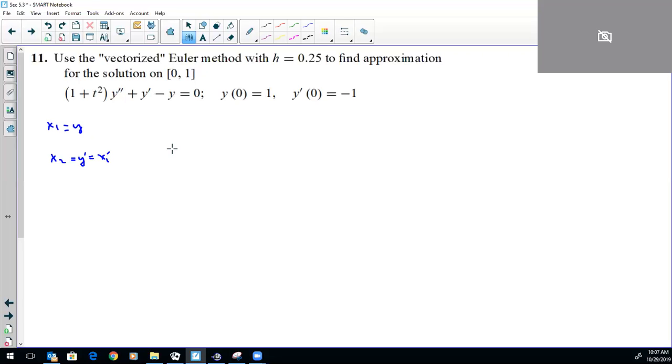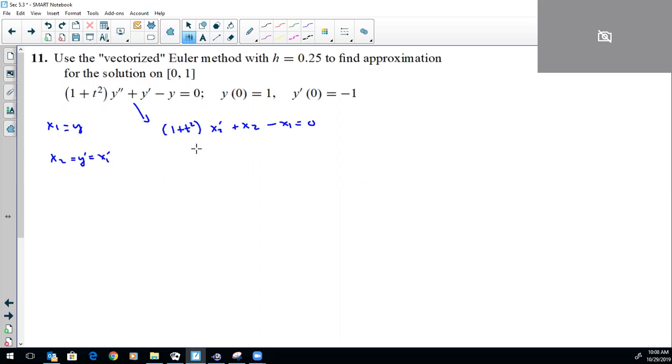Now this DE is 1 plus t squared times y double prime. Well, y double prime is the first derivative of x2. y prime is the same thing as x2. And y is the same thing as x1.